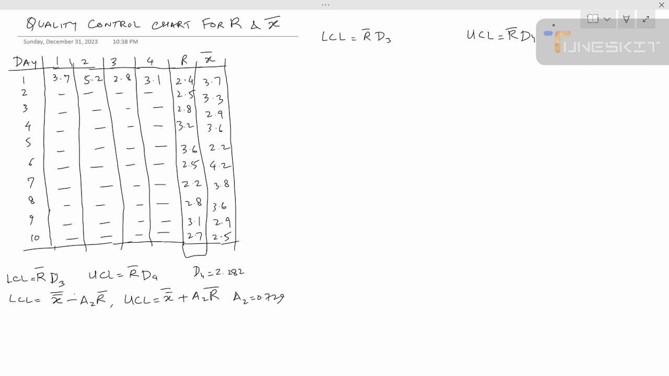So first of all, we need to compute the R bar value, that is simply the mean of all values for R. So 2.4 plus 2.5 plus 2.8 plus 3.2 plus 3.6 plus 2.5 plus 2.2 plus 2.8 plus 3.1 and plus 2.7, and then divided by 10 gives you 2.78.